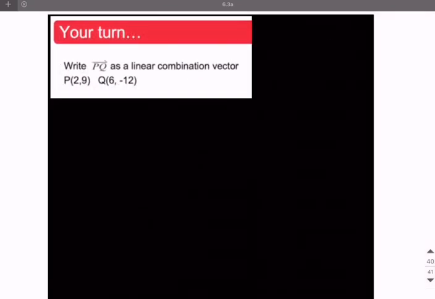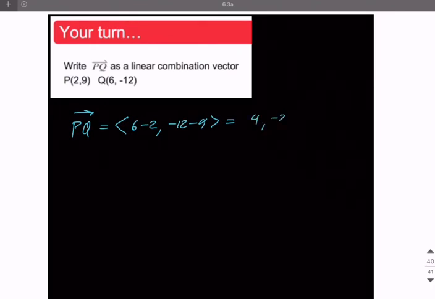So to write PQ as a linear combination of vectors, when P is (2, 9) and Q is (6, -12), sorry. So let's write first PQ in the component form. It is going to be 6 minus 2, negative 12 minus 9, so you get (4, -21), and then PQ very easily is going to be 4i minus 21j, and that's it.